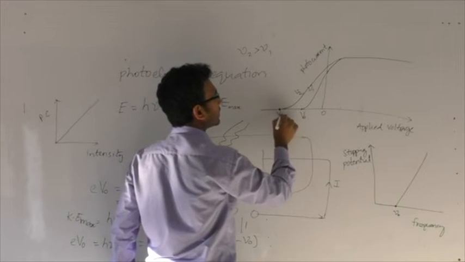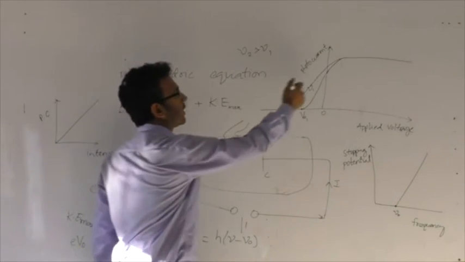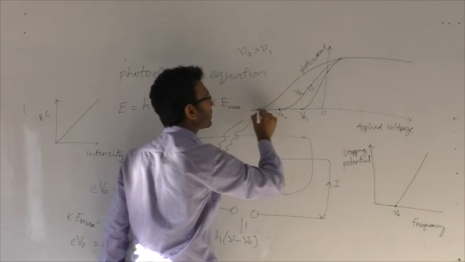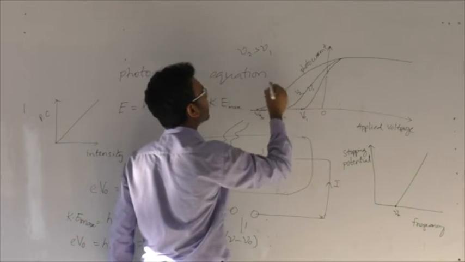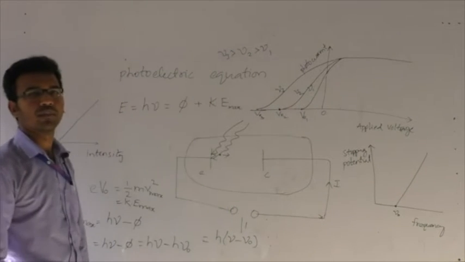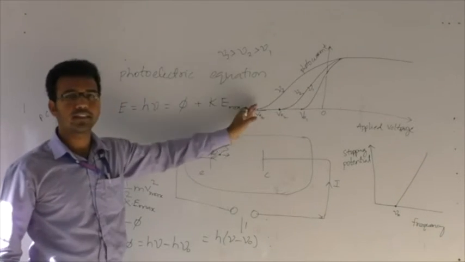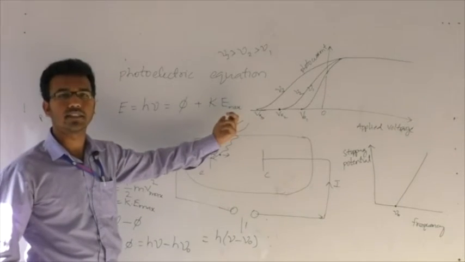This is another stopping potential. This is 1, this is 2. If you have another frequency, then it will come like this. Nu 3. So nu 3 is greater than nu 2 is greater than nu 1. So what does it tell? As you increase the frequency, the stopping potential that is required to stop the most energetic electron is continuously increasing.